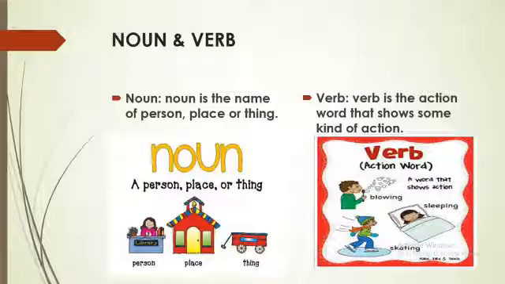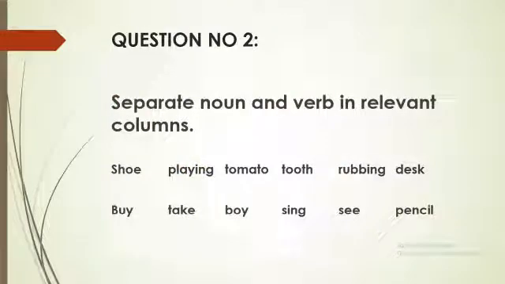And the next word is verb. Verb is the action word that shows some kind of action, as you have seen in your first question where we add ing. We have seen many actions there. And now our next question is separate noun and verb in relevant columns.